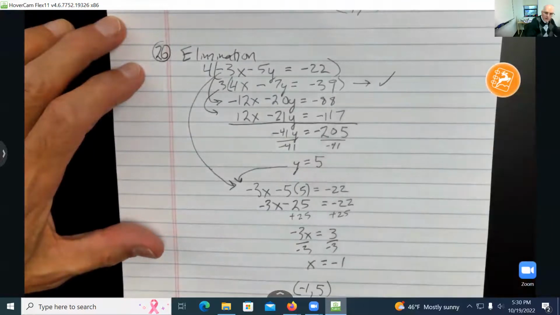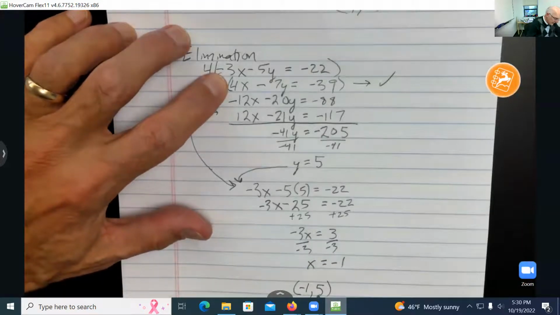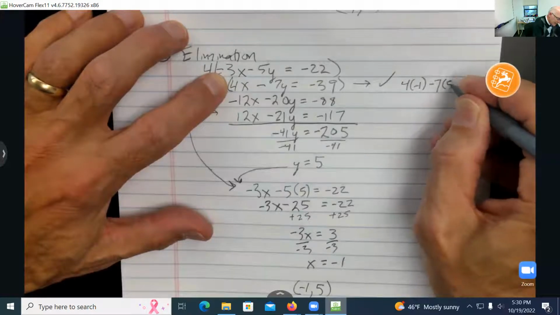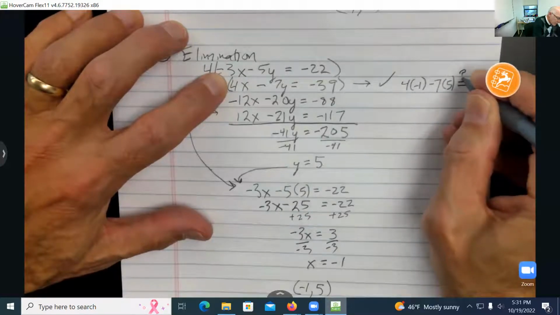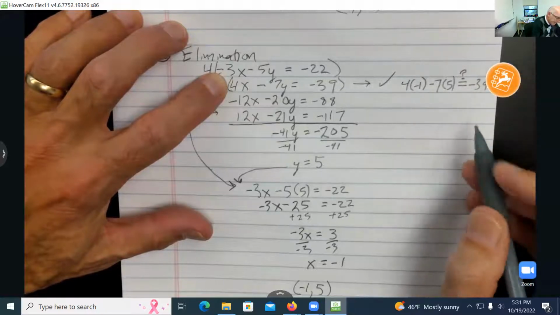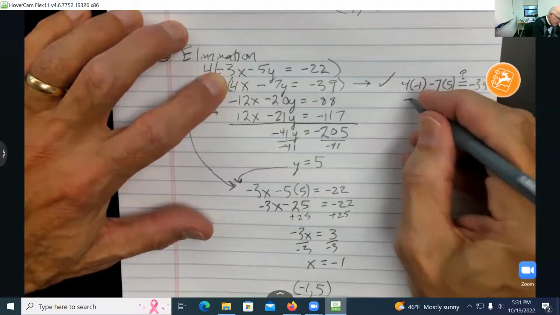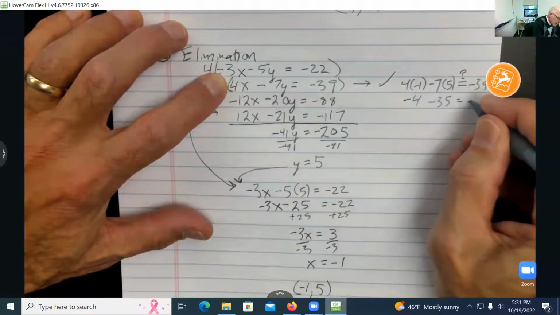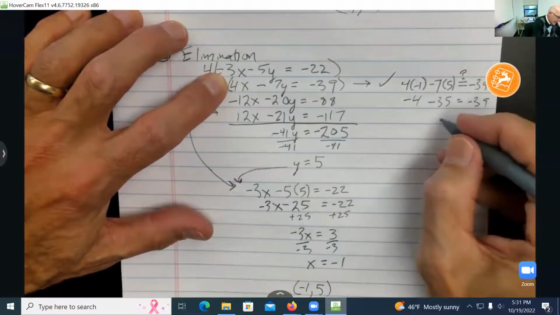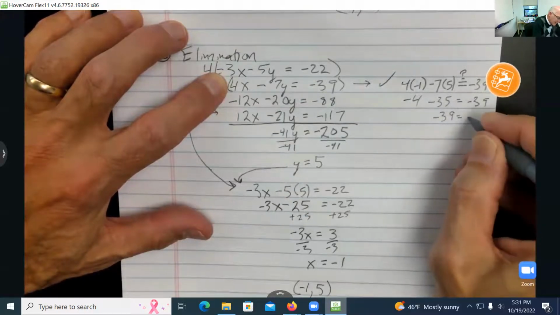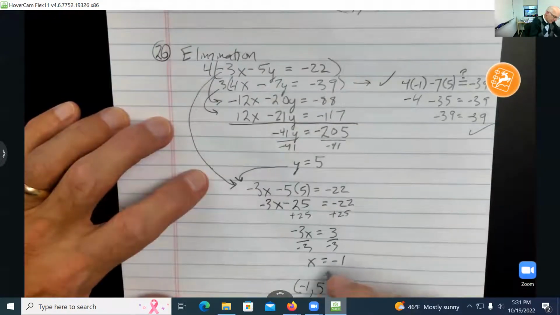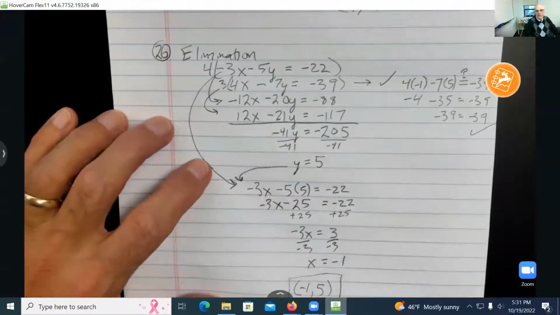So checking in the second equation, substituting x is negative 1, y is 5, I get 4 times negative 1 minus 7 times 5, and I'm wondering if that is equal to negative 39. A positive times a negative is a negative. So I have negative 4 minus 35. That is, in fact, negative 39. Bada bing, bada boom. So this checks. Put a box around your answer.